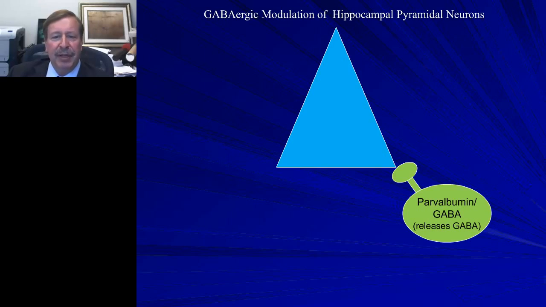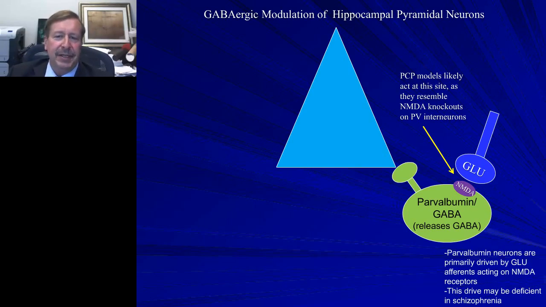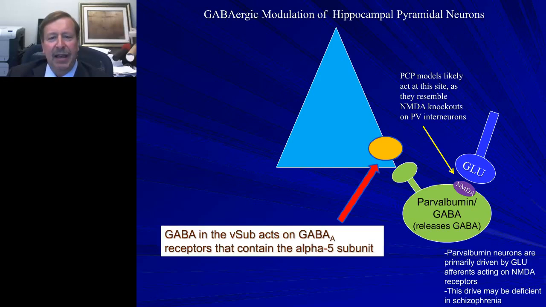Now, it's probably broken because of the parvalbumin interneuron loss. Parvalbumin interneurons are actually driven by glutamate working on NMDA receptors, which is probably where PCP acts to mimic schizophrenia and to exacerbate this in schizophrenia patients. Now, to fix this, we could potentiate GABA. But GABA are 1/3 of the synapses in the brain, so this isn't something that we can do selectively. On the other hand, the GABAergic synapses in the hippocampus have a unique composition in that they have a GABA-A alpha-5 subunit.